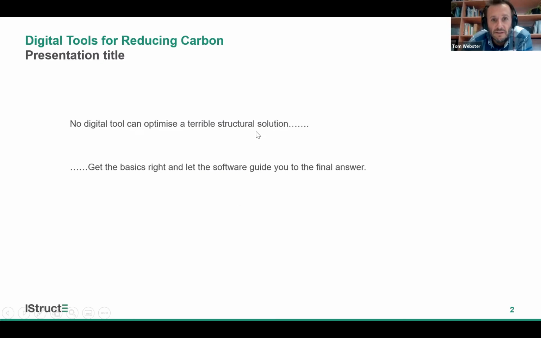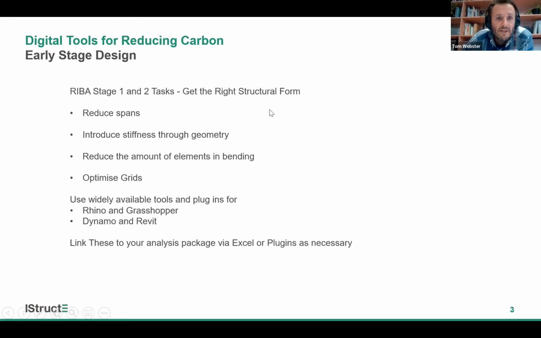We just need to hold that in our minds, that we need to get the basics right. Those basics are about reducing spans, introducing stiffness through geometry. Every building I see at the moment is flat, 90-degree right angles. There's great work being done by university teams creating vaulted concrete floors to reduce the amount of materials, reducing the amount of elements we use in bending, and optimizing our grids.